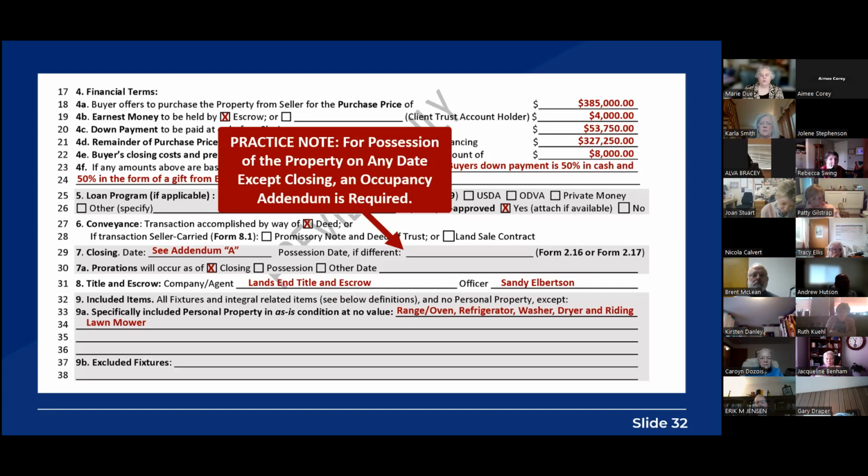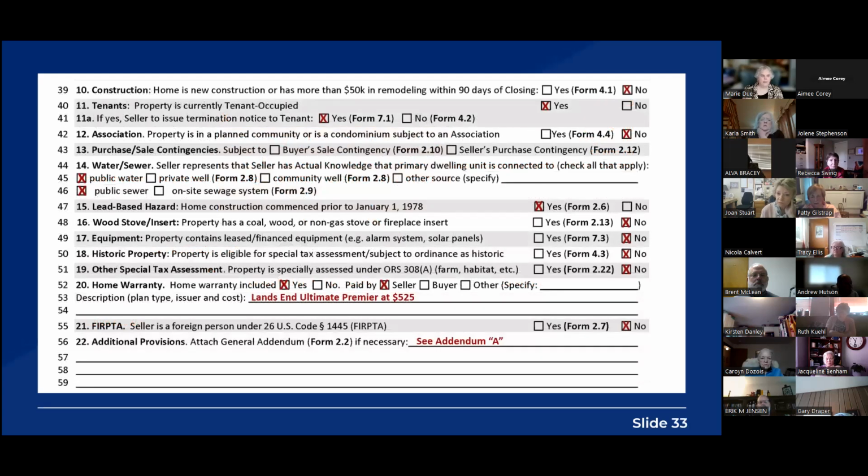Possession date, one of the things I always say is put in a date. Don't put in 3 days after closing, or 75 days. That's what they're saying in addendum A, but always put in an actual date. Okay. This is something that a lot of people don't realize.